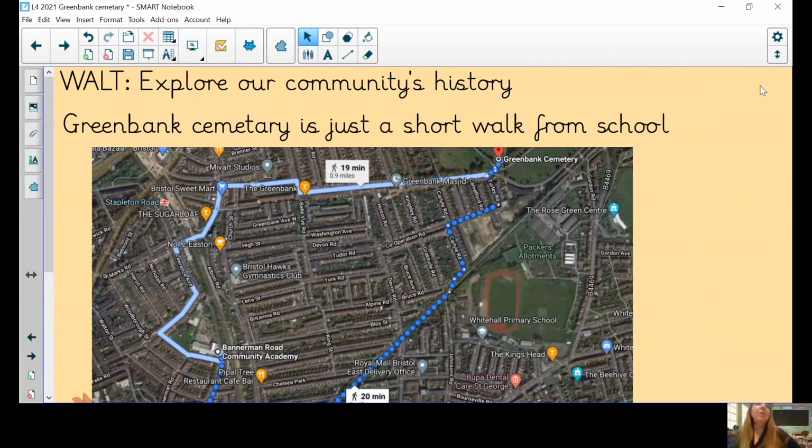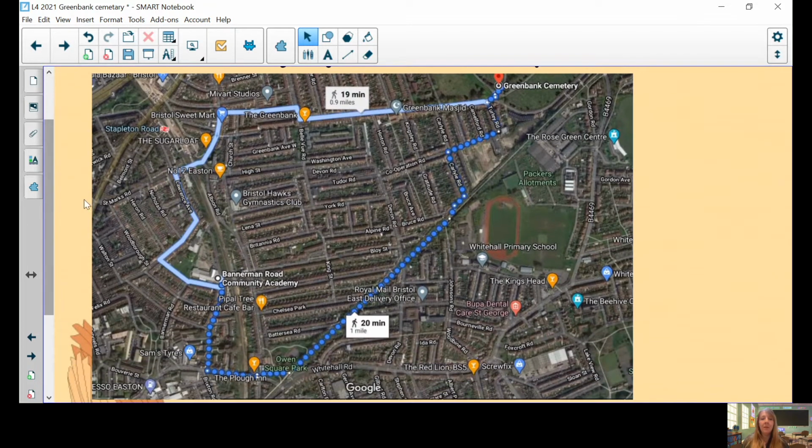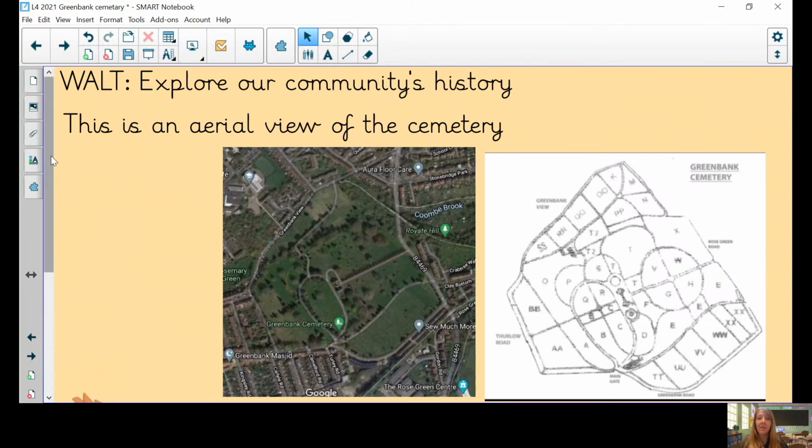So we're going to be thinking about Green Bank Cemetery, which is just a short walk from our school. And here we've got a picture of a map. And if we were going to be looking at the map and the starting place as our school, we could walk to Green Bank Cemetery in 19 minutes if we went this way, or 20 minutes if we used the cycle path. So imagine we were walking along the cycle path, lots of us know where that is. We got all the way up here, we would find this cemetery just 20 minutes walk away. Some of you might actually live very near there.